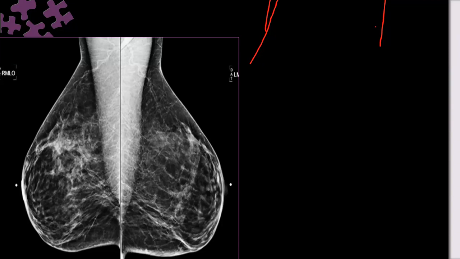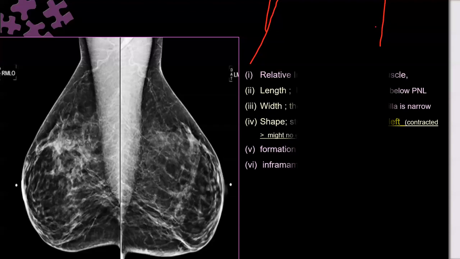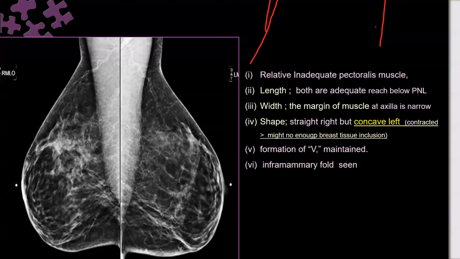Who said contraction? Excellent. Which side? The left one. The left is concave. It should never be concave. Concave left side, so the left is suboptimal.